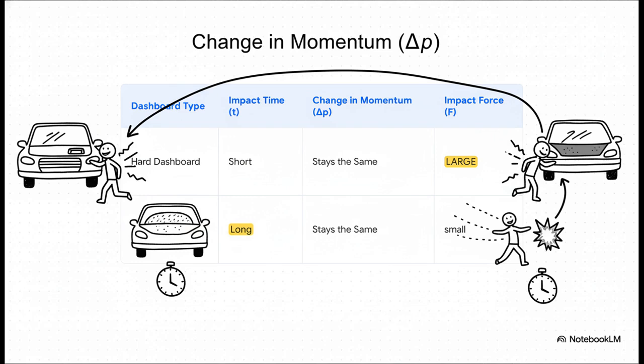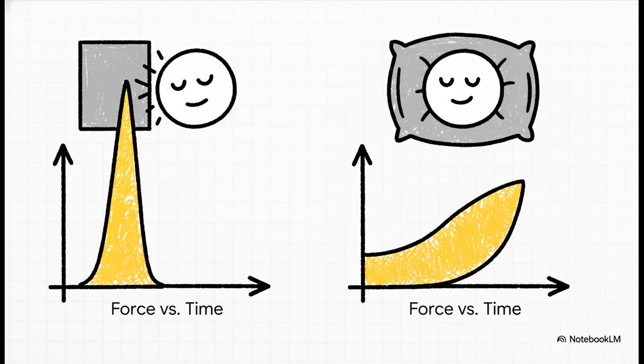Now, look at the hard dashboard. It stops you in a very, very short time. And according to our theorem, a short time means the force has to be dangerously large. And here is the genius of the padded dashboard. It saves lives because it increases the time of the impact. By making the time part of our equation bigger, you automatically make the force part smaller.